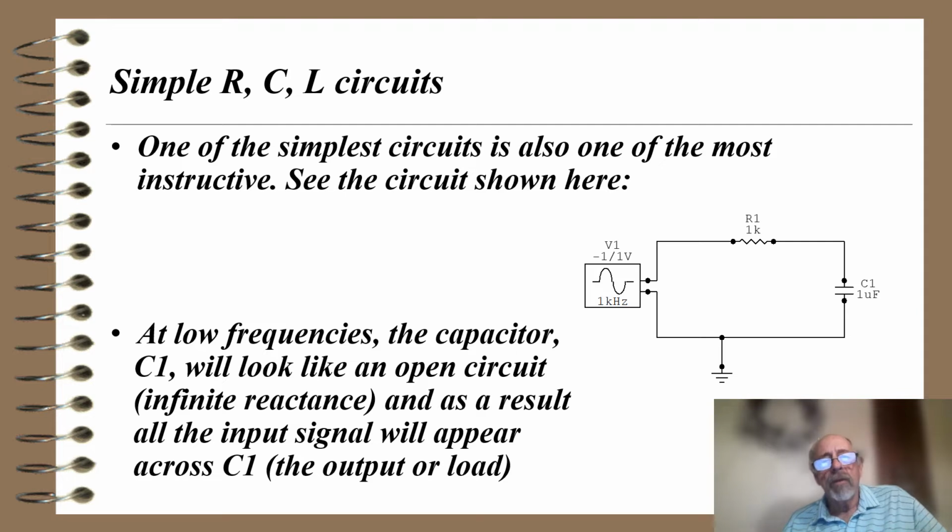So let's take a look at some simple RCL circuits. One of the simplest circuits is also one of the most instructive. See the circuit shown here. We have a signal generator, a 1 k ohm resistor called R1, and a 1 microfarad capacitor called C1. At low frequencies, the capacitor C1 will look like an open circuit or infinite reactance, and as a result, all the input signal will appear across C1, the output or load.